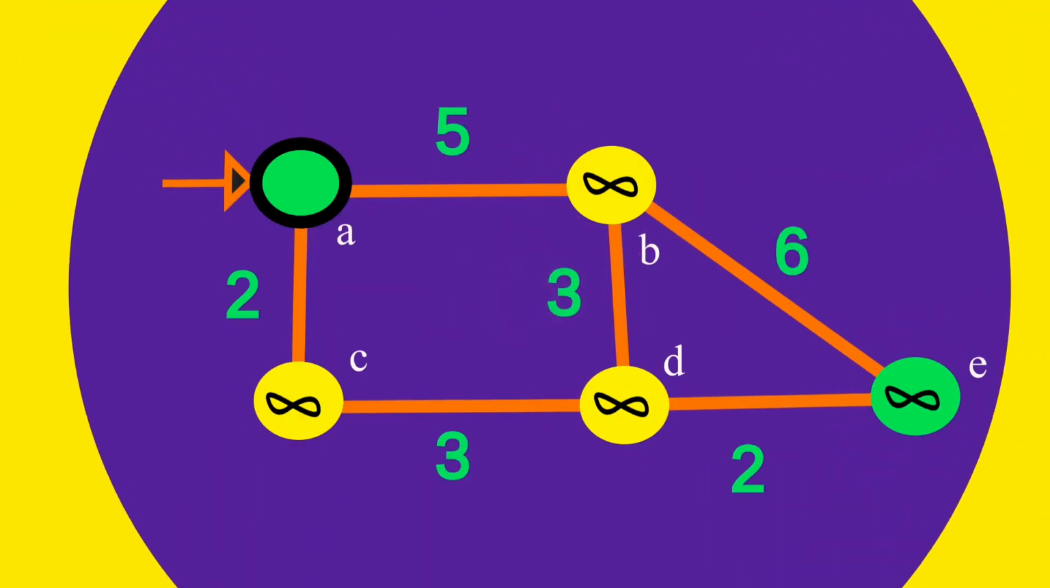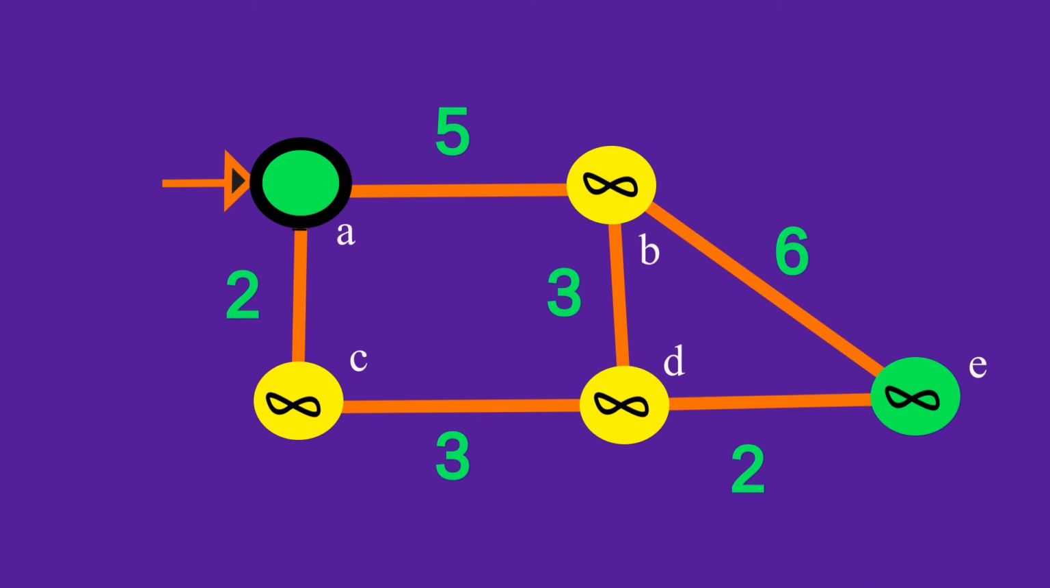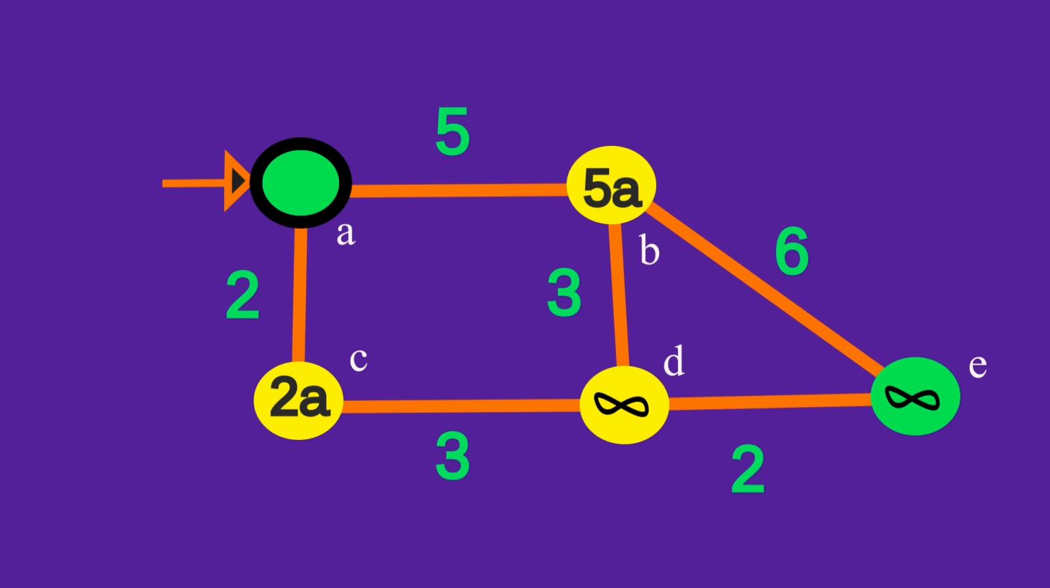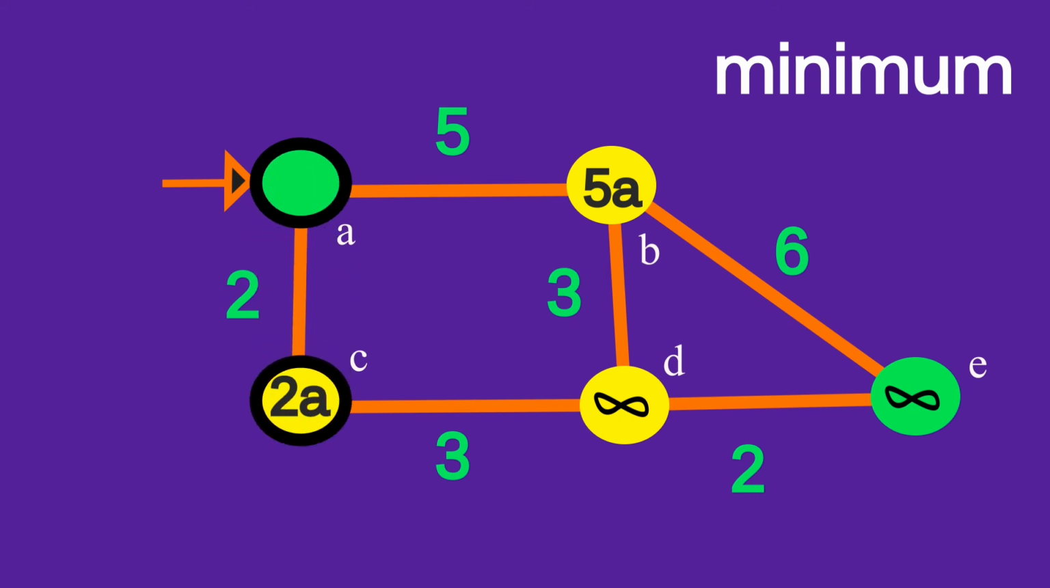Let's understand this with the same graph. In this case we'll focus on writing the name of the node we are coming from. In this case we're coming from A, so we'll label A in both of the nodes we're updating. And then we will select the minimum cost vertex which is 2A and we'll adjust the adjacent nodes.